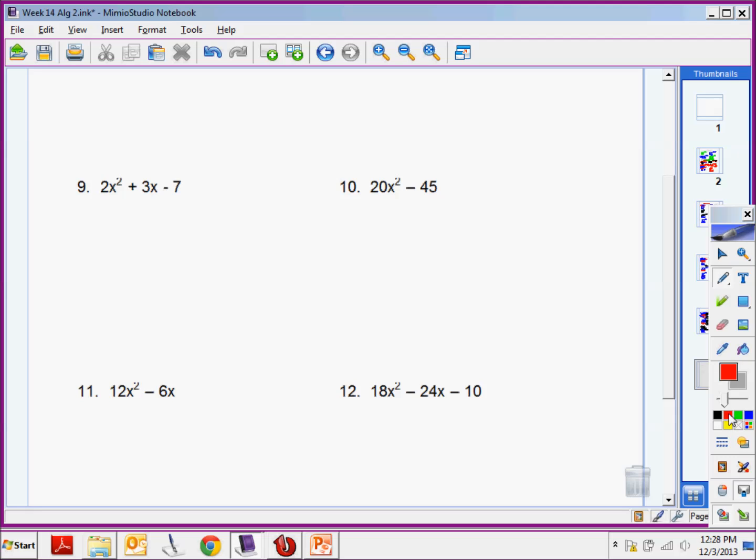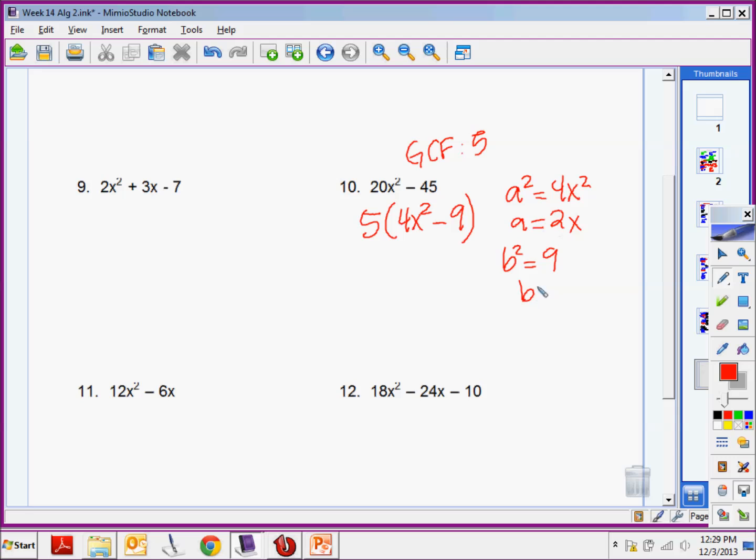All right, so what Nick said is that if I take out my GCF, which is 5, I'm left with 5 times 4x squared minus 9. And when I do that, what does that create for me? A difference of squares. My a squared is 4x squared, and my b squared is 9. So a equals 2x and b equals 3. So now I know my factors are 2x plus 3 and 2x minus 3.